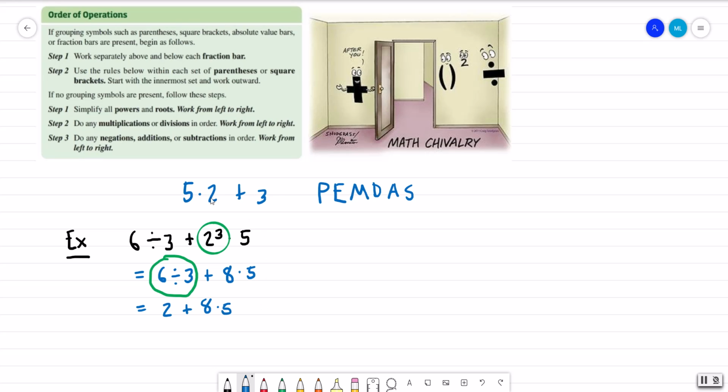Okay, this is very similar to how I wrote 5 times 2 plus 3. But now we do the next operation, which would be multiplication. So we have 2 plus, well, 8 times 5 is 40. So we have 40, and now we just add. This gives us 42. So the expression simplified to 42.